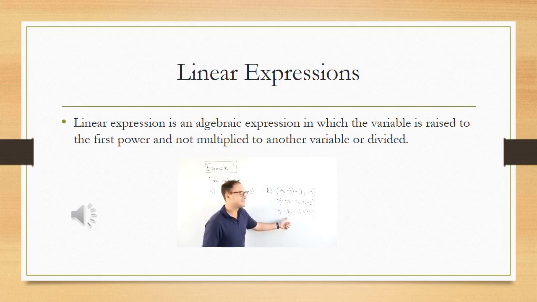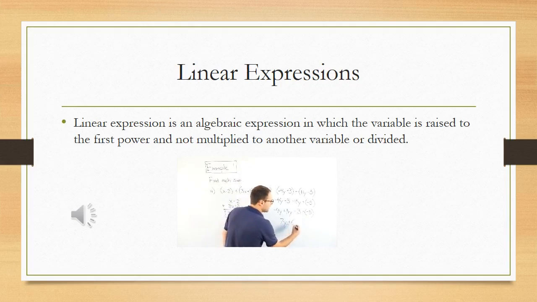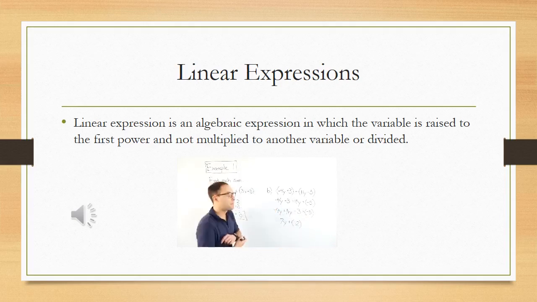Negative 4y plus 11y would give me 7y. Positive 3 plus a negative 5 would give me plus negative 2. But we know an expression is not simplified all the way until there's no parentheses. So this plus negative 2 is going to become 7y minus 2. No more parentheses and no like terms.